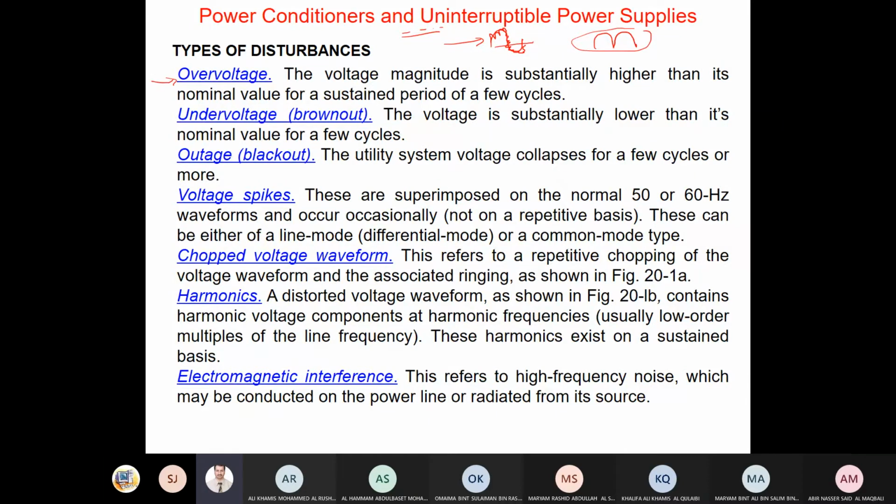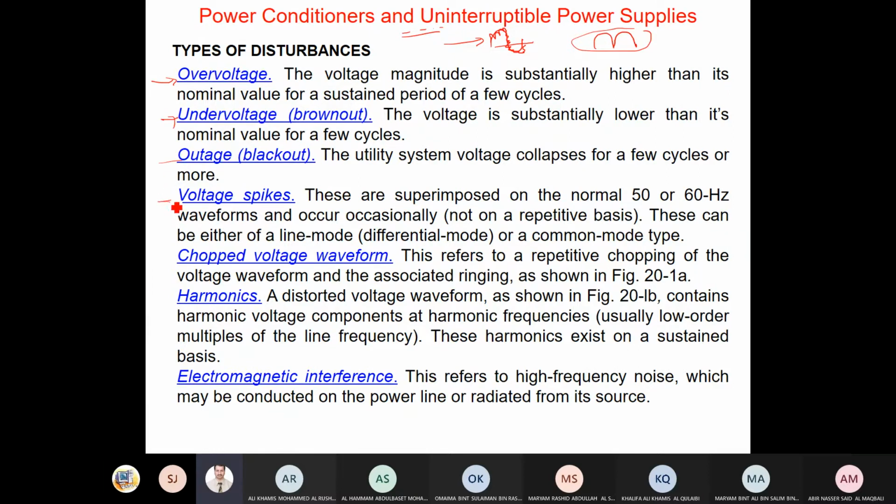An example of disturbances here is overvoltage. Overvoltage means that the voltage becomes greater than the normal one. Undervoltage is when it is lower than the normal one. And outage or blackout is when we have a shutdown. The electricity will become zero. No electrical voltage appears across the load.